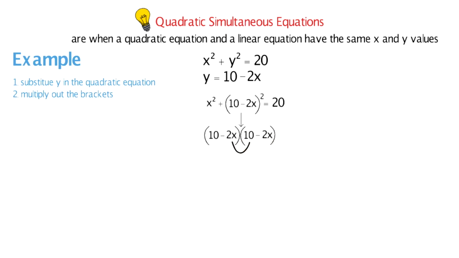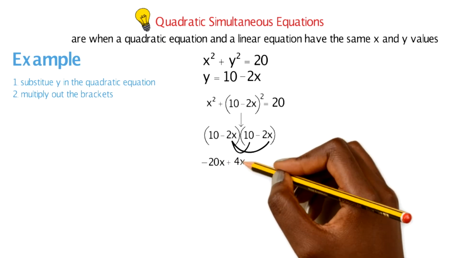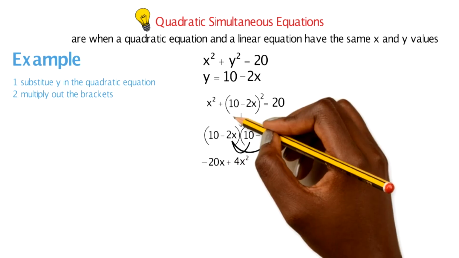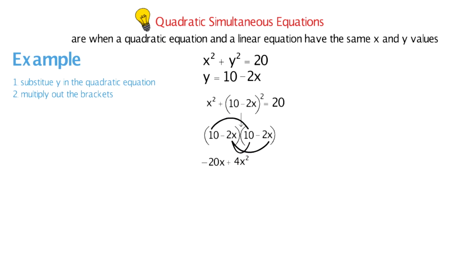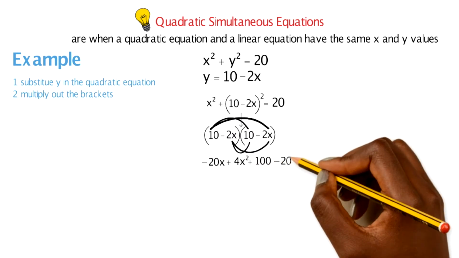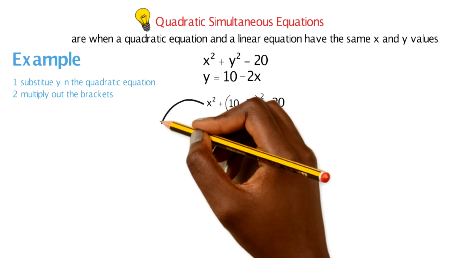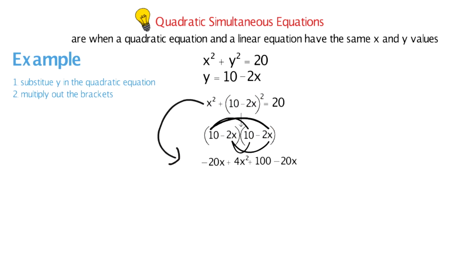So again, when it comes to expanding quadratics, you have to multiply each component in the bracket by each component in the other bracket. So it will be minus 20x, and then you've got plus 4x squared, plus 100, and then another minus 20x. After multiplying out the brackets, remember you want to bring down everything that was in the equation originally. So that's your x squared, and then the part where it's equal to 20.